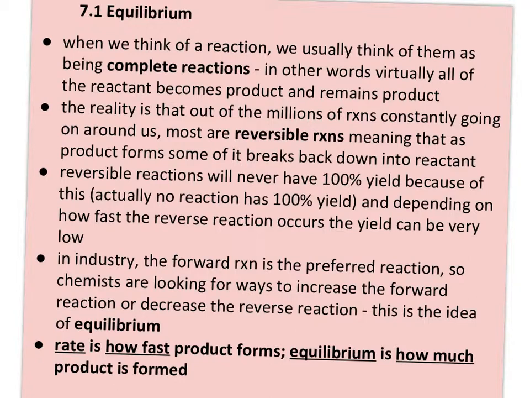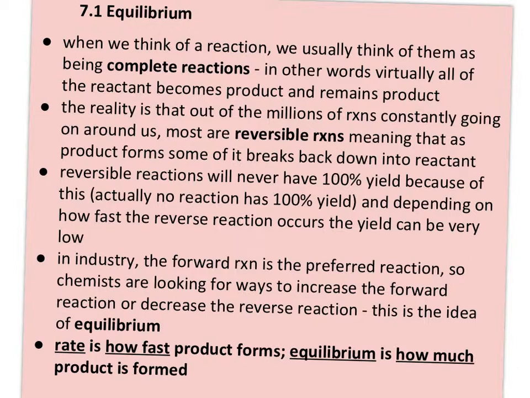And in fact, most reactions are considered reversible, meaning a significant amount of product breaks back down into the reactant. So we can speak of both a forward and a reverse reaction. Typically in industry, we write the reaction in the forward direction, with the forward reaction being the favorable one, the one we're hoping to maximize.